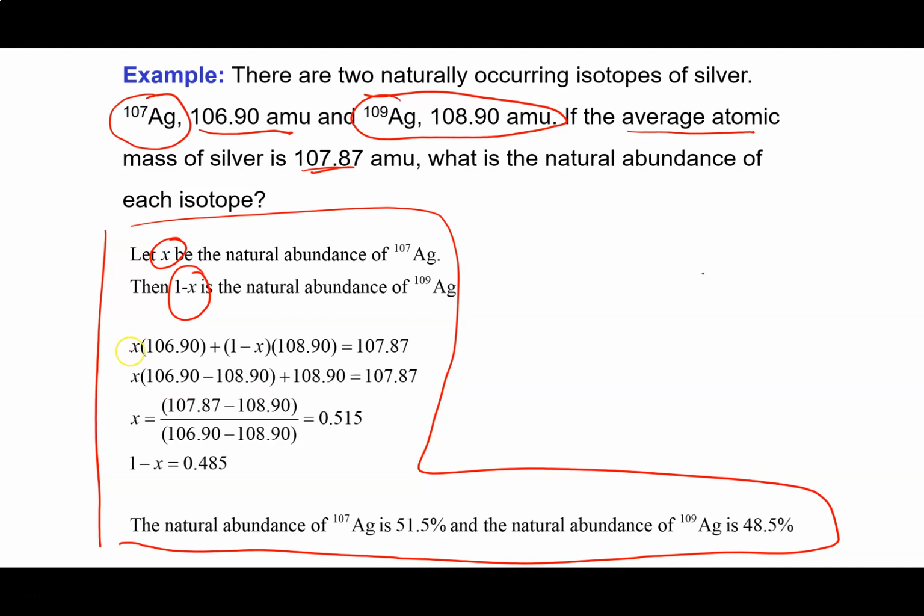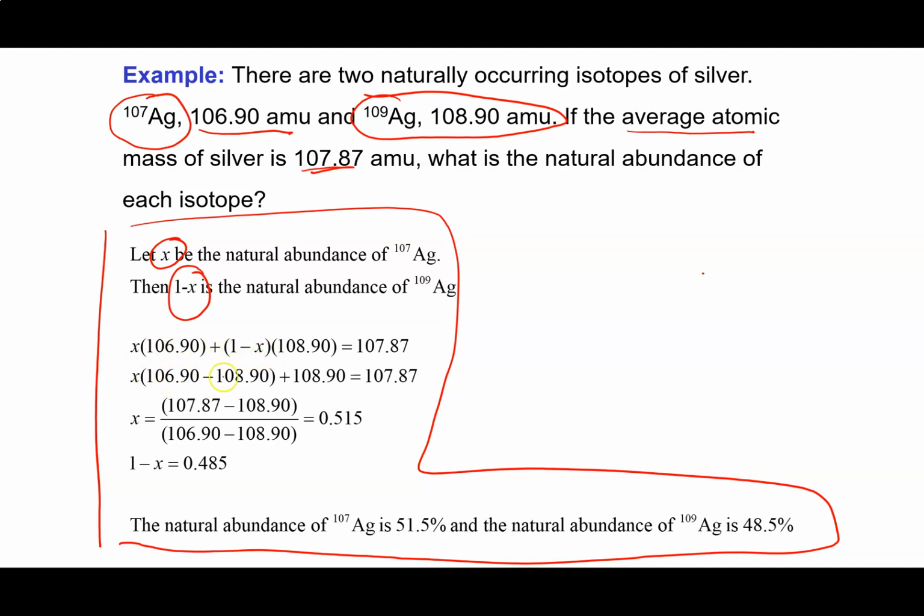So here we go, x being the fraction of the lighter isotope times its mass, plus 1 minus x, the fraction of the heavier isotope, times the mass of the heavier isotope. And then that gives me the average atomic mass. So now I'm just rearranging and solving for x. All I have to do here is collect like terms and then distribute. And so I've done that here.